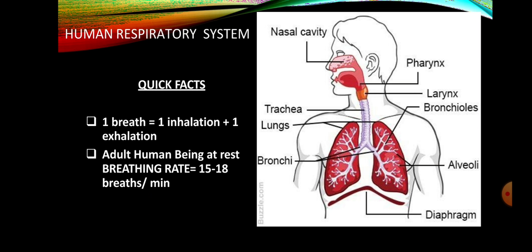So now we are going to understand the human respiratory system. Before just seeing the diagram, we will see some facts. So one breath is equal to one inhalation plus one exhalation. Some people say that one breath is equal to one inhalation, some people say one breath is equal to one exhalation. But actually one breath is equal to one inhalation plus one exhalation. And the second fact is, an adult human being at rest has a breathing rate of 15 to 18 breaths per minute.